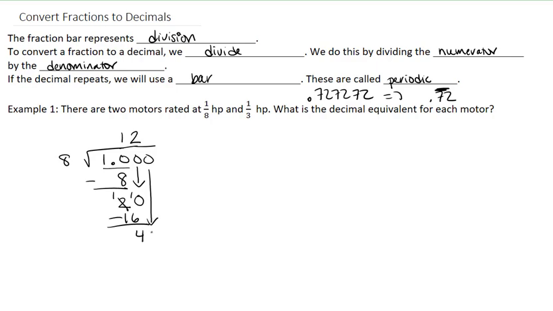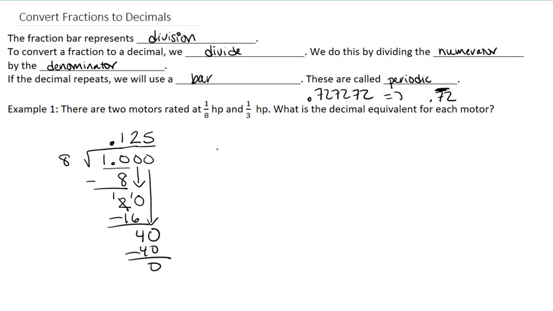Our next step is to move down that 0. So now we have 40. How many times can 8 go into 40? It can go in 5 times, because 8 times 5 is 40. We subtract, and we get 0. Now we need to bring that decimal up. So the decimal equivalent for 1/8 is 0.125.